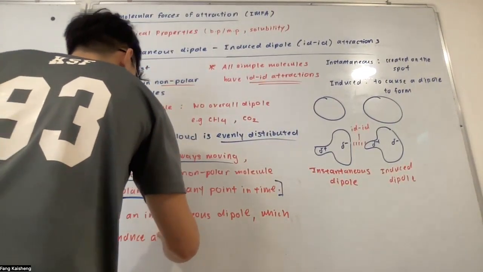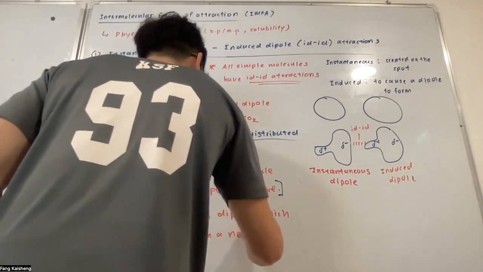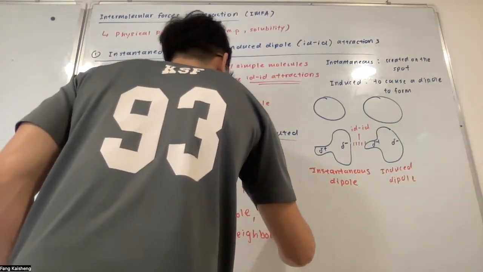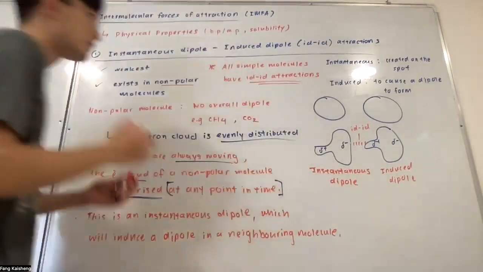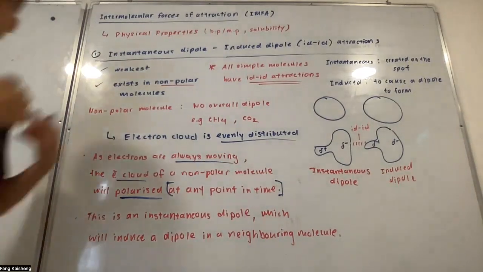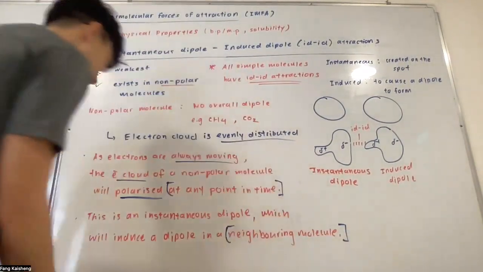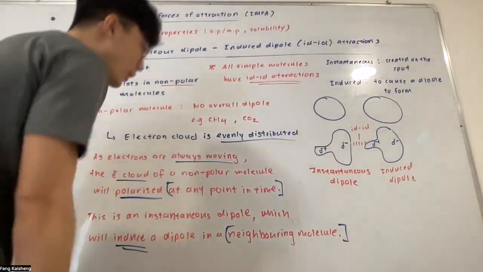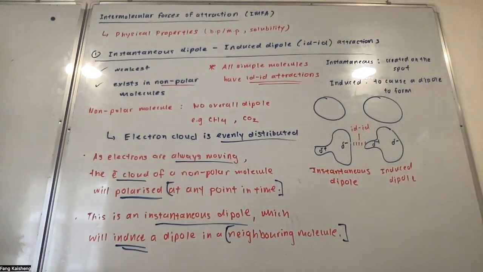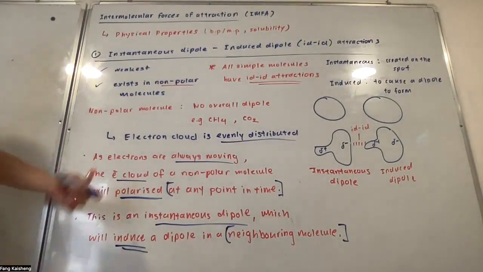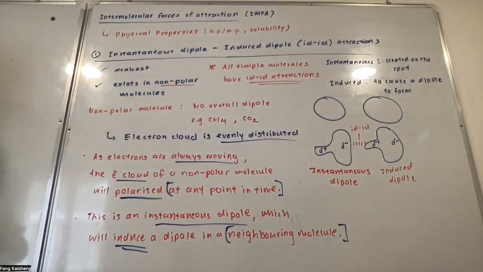Which will induce a dipole in a neighboring molecule. Once again, pay attention to the choice of words over here. To induce something, it means it has to be for someone else. So that's why I use the word neighboring molecule. And I just use the word induce here, so it's quite an easy way of explaining this. In other words, guys, please look at the keywords that I've underlined. You must do the same thing as well. Underline the appropriate keywords.